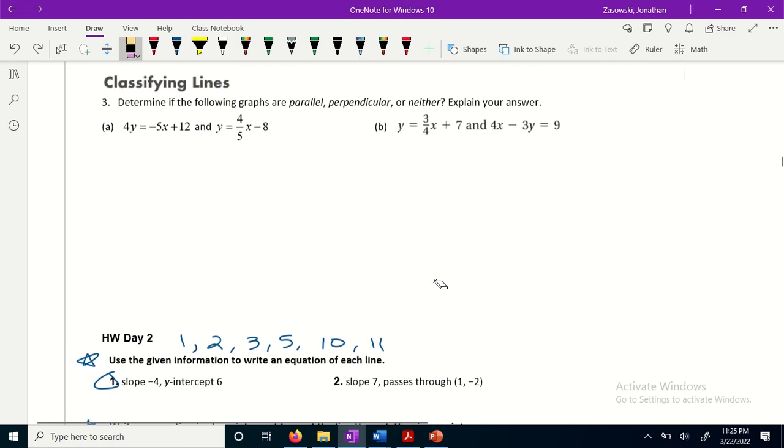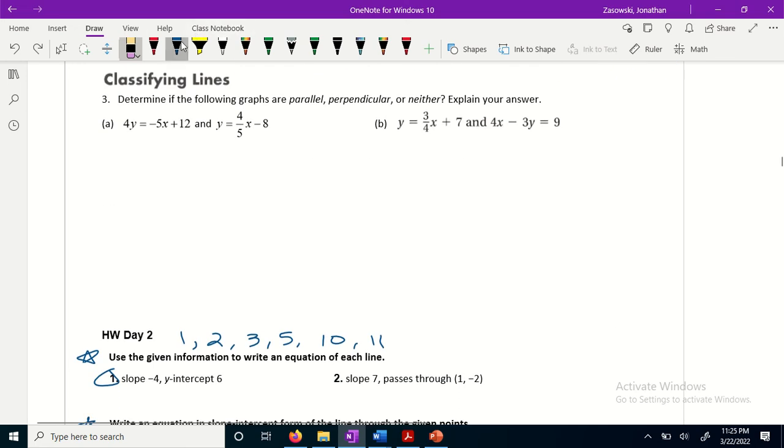All right, the last thing on here is classifying lines. So remember, we want to determine if these two equations are either parallel, perpendicular, or neither. So remember, parallel means they have to have the same slope, okay? Perpendicular is our opposite. We're going to write OPP. Reciprocal. And keep in mind, for both of these, they have to have different y-intercepts. It can't be the same y-intercept. And neither is really just anything else.